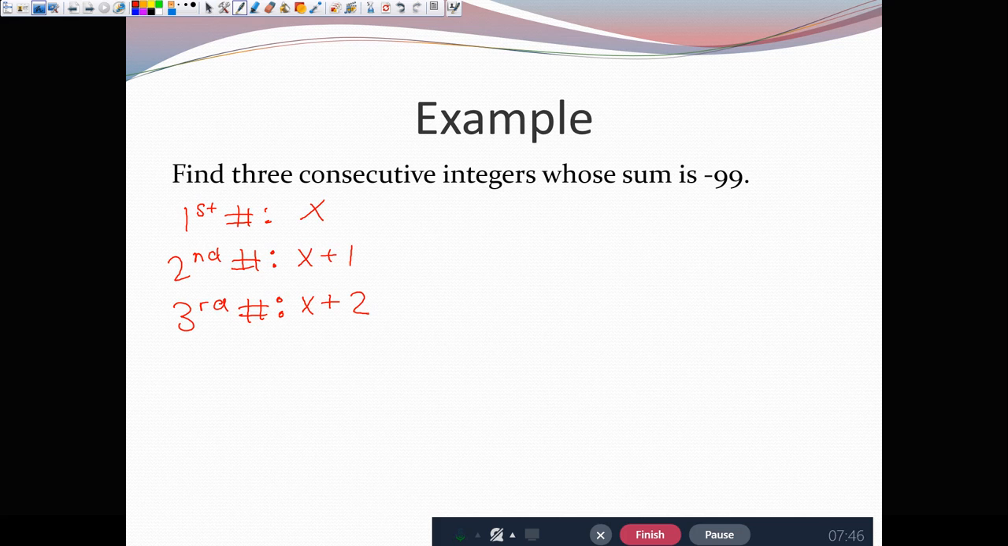I'm going to add all 3 integers together. So my first integer is just x, plus my second integer, which is x plus 1, plus my third integer, which is x plus 2. And my sum was negative 99.